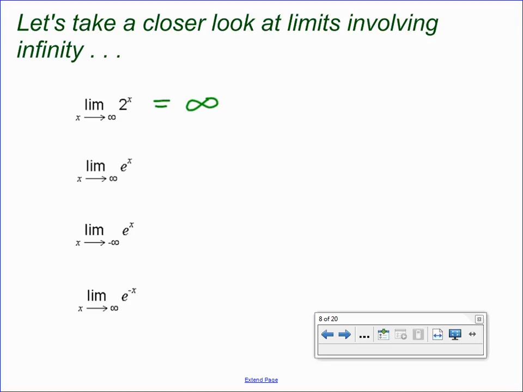Same is true for e to the x. We know that that function also shoots towards positive infinity as x looks to the far end. So this is also infinity. As x goes to negative infinity, right? As x goes to negative infinity, that's this side. We know that we have a horizontal asymptote for our exponential function.